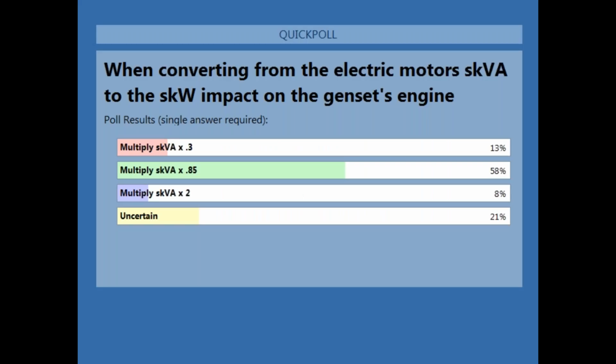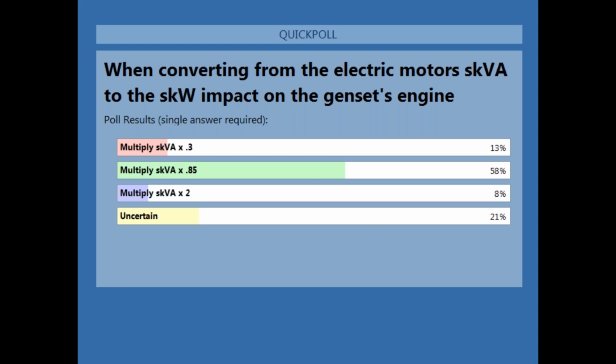So we actually got quite a few on this one. A lot of you, 60% of you, said multiply by 0.85. 0.85 is the power factor of a motor when it's running. When a motor's running, we have a little bit of kVAR on top, but there's a lot of kilowatts that are flowing into that motor.